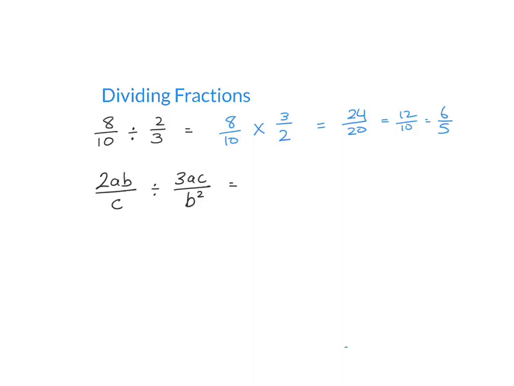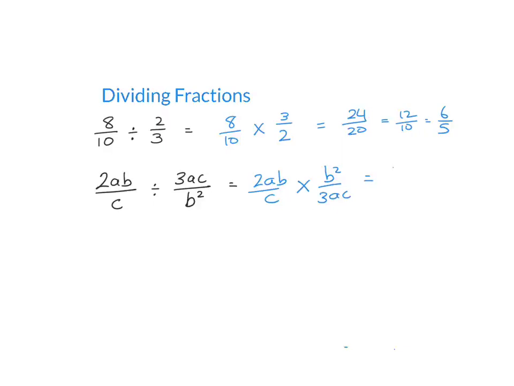So let's do the same thing, even though we have letters instead of numbers. So 2ab over c. The first fraction stays the same. We go to multiply, and then we turn the second fraction upside down. So we're going to have 3ac.